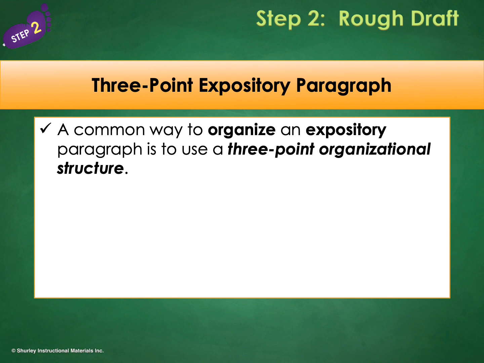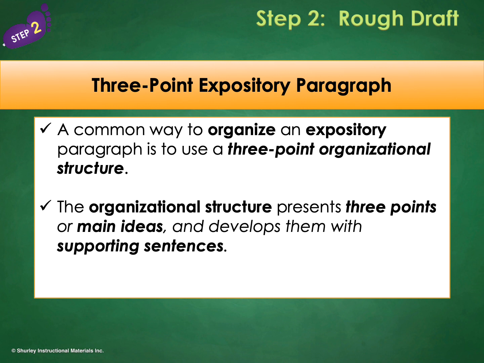Students will learn to transition from step 1 of the writing process into step 2, where they will write a rough draft. A rough draft is the first attempt at writing ideas generated using a graphic organizer in complete sentence form in an organized and logical way. A common way to organize an expository paragraph is to use a 3-point organizational structure. The organizational structure of a 3-point paragraph presents the 3 main points or main ideas the student decided to write about in step 1 and develops them with supporting sentences.